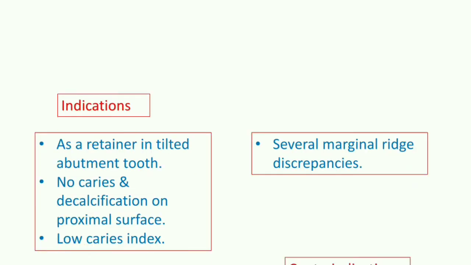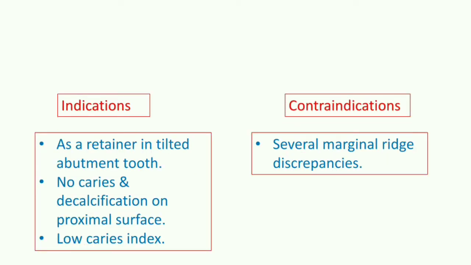Now, what are the indications and contraindications of proximal half crown? As a retainer in a tilted abutment tooth, that is, if we need a straight path of insertion, then we can give this proximal half retainer. Second, no caries and decalcification on the proximal surface, that is, the proximal surface should be sound, and low caries index. Since we are leaving this proximal surface unprepared, there should be a low caries index. If there is new caries on the proximal surface, then we have to repeat the whole prosthesis. So if there is low caries index, we can give this proximal half retainer.